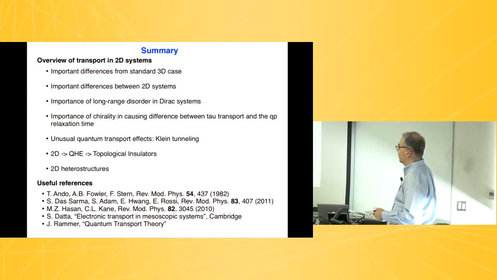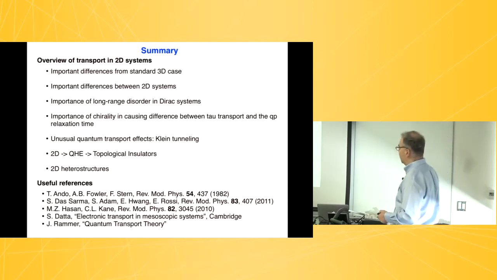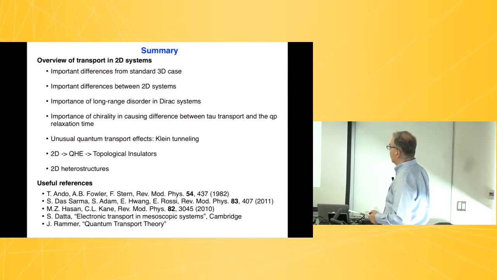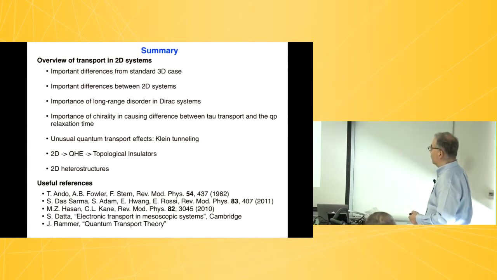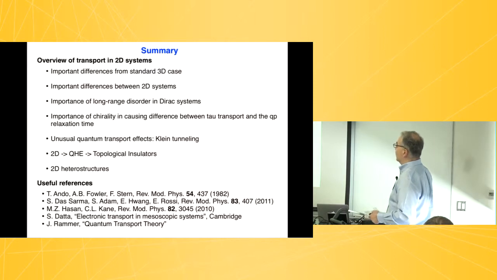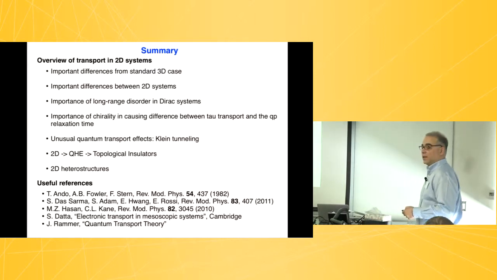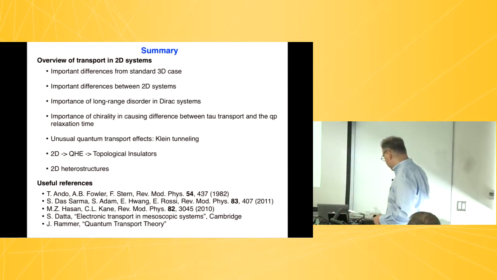you really have to be careful about treating them as long-range disorder. You cannot treat them as short-range disorder because of the poor screening of graphene close to the Dirac point or TI surfaces. The chirality is also important. In general, you cannot neglect it, and you have to keep track of it if you estimate the transport time. You have unusual quantum transport effects such as Klein tunneling. And all of these are related quite tightly to the quantum Hall effects that are very interesting. Thank you so much for your attention.